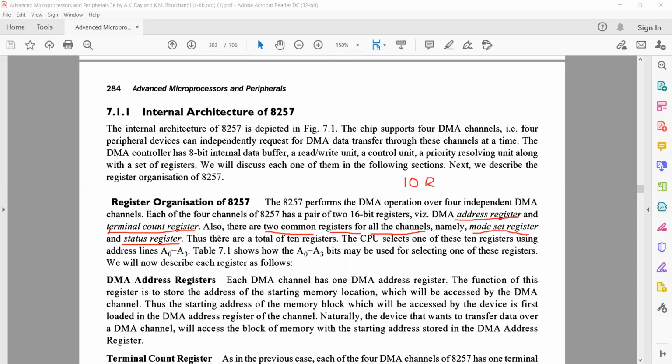Thus there are 10 registers, and the CPU selects one of these 10 registers using the address lines A0 to A3. This is very much important here. In the block diagram, we saw the signals starting from A0 to A7. So these address lines A0 to A3, the 4 lines, are used to select one of the registers. Let me show you how to select. So A0 we have.